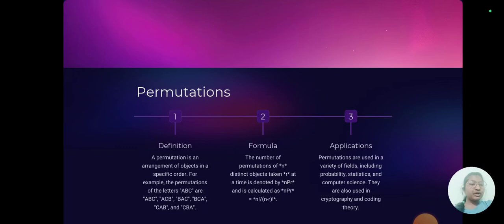The formula: the number of permutations of n distinct objects taken r at a time is denoted by nPr, and is calculated as nPr is equal to n factorial divided by (n minus r) factorial. Applications: permutations are used in a variety of fields including probability, statistics and computer science. They are also used in cryptography and coding theory.